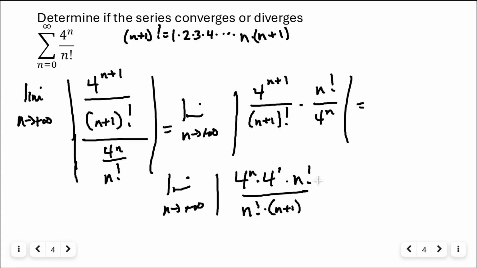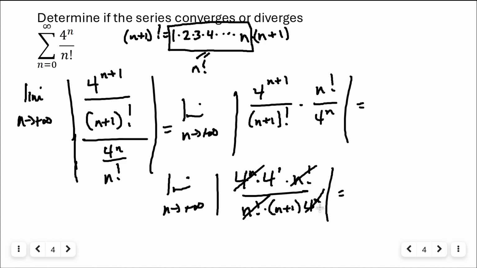Take a look, because n factorial means multiply all the numbers up until you reach n, and then do n plus 1 as well. So if I take all of these together on their own, this is really just n factorial times the next term, n plus 1. Now that helps me tremendously. Oh, and I have 4 to the n in the denominator as well. That helps me tremendously because now this n factorial and that n factorial cancel out.